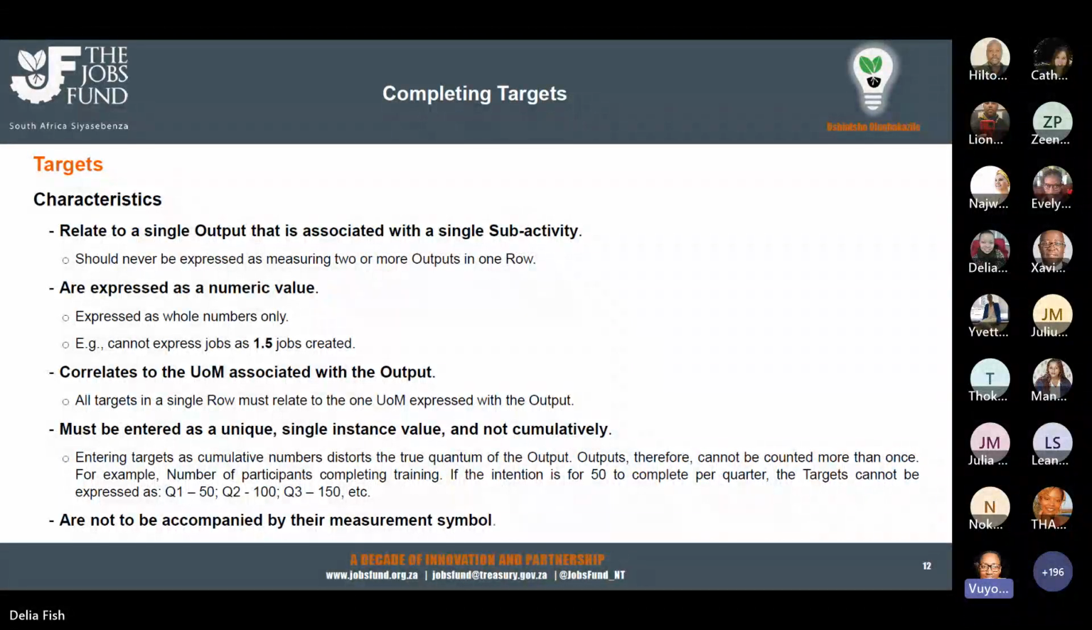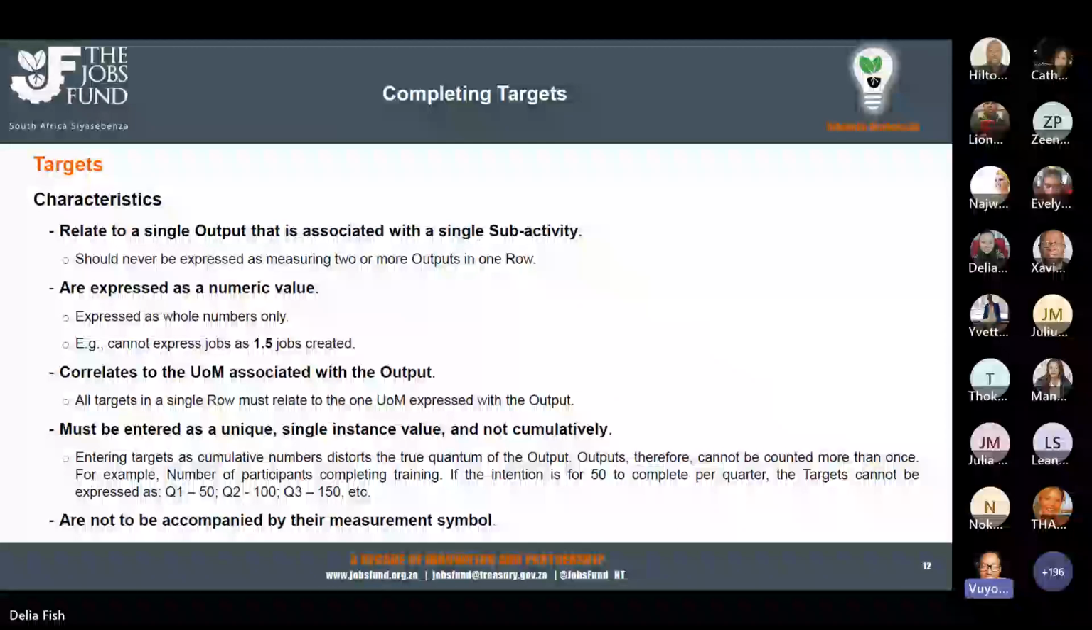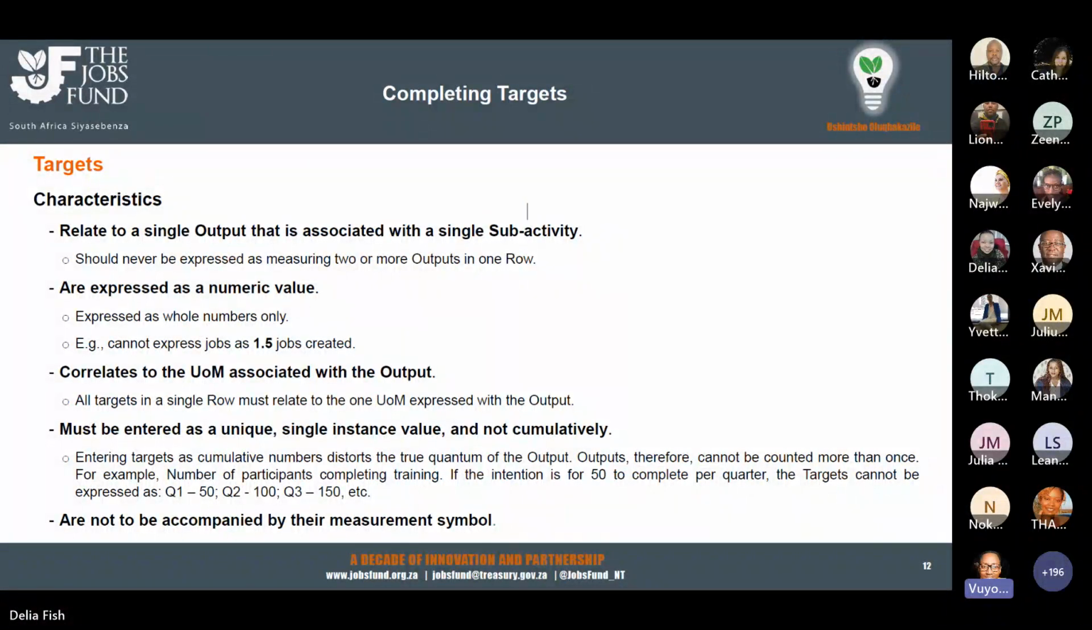Because if you add the previous quarter's number, you distort your total. You will no longer have 200. You will have a different number because you are accumulating your target. We have had numerous instances of this previously, which renders projects non-competitive after a while, because there's confusion around the numbers. So it's very important that we understand that targets are unique instances of entry in the ABC PIMP.